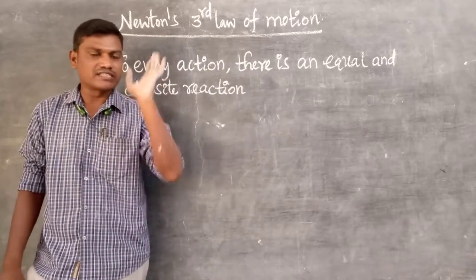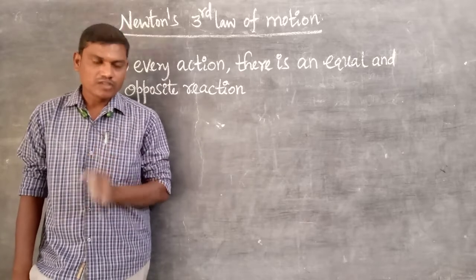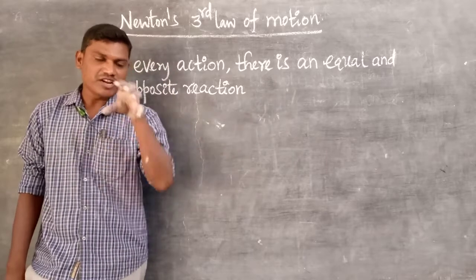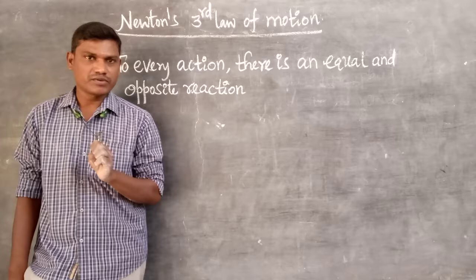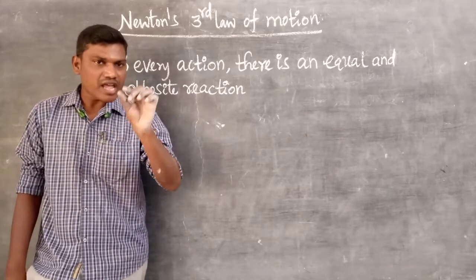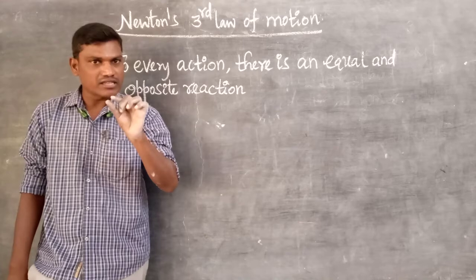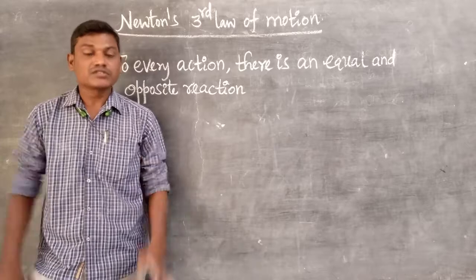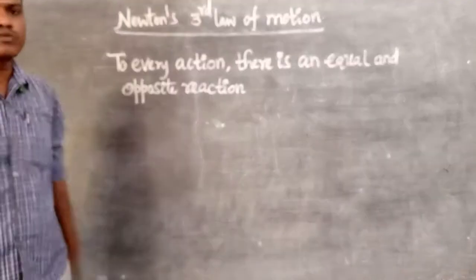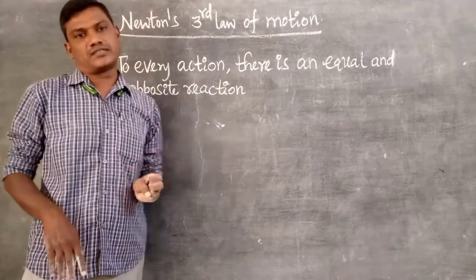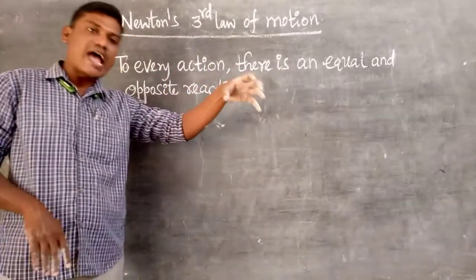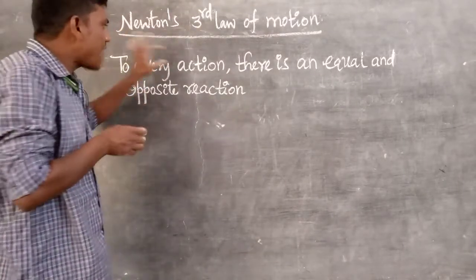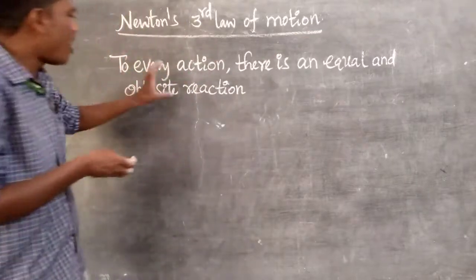I will give you a suitable example for this one. Listen very carefully. Newton's first law and second law we consider only on a single body. But according to Newton's third law of motion, the action-reaction pair is always acting simultaneously on two different bodies, but not on a single body. So according to Newton's third law of motion, how many bodies can we say? Two bodies. One body exerts the action, and another body exerts the reaction force. So to every action there is an equal and opposite reaction.